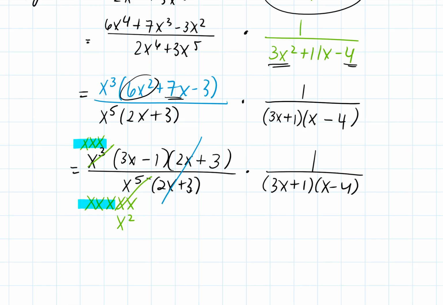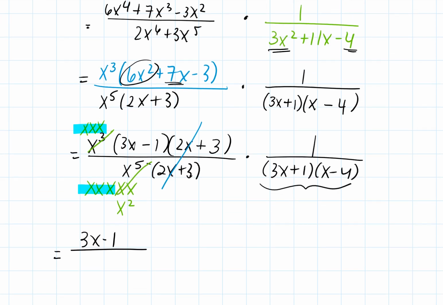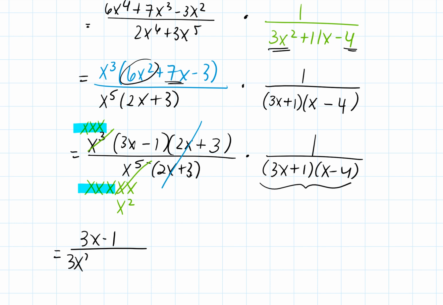It wants our answer in standard form. So we're going to have to multiply these out. What do we have left up top? Just a 3x minus 1 in the numerator. What do we have in the denominator? This 3x plus 1 times x minus 4, which we had to factor in the first place. It just was 3x squared plus 11x.